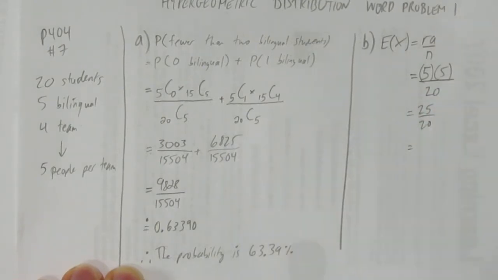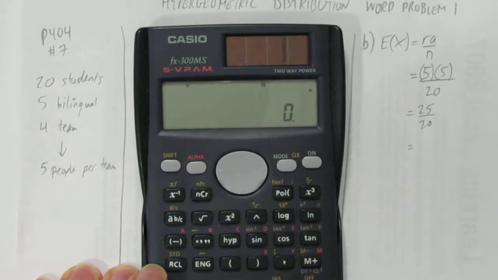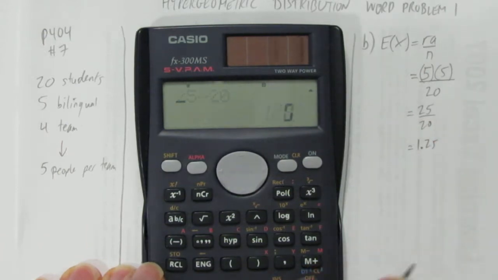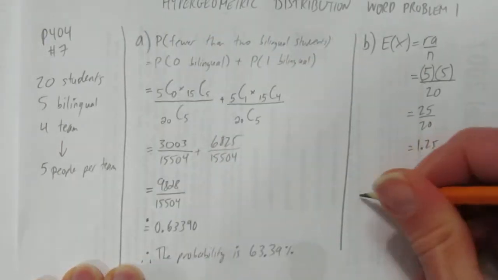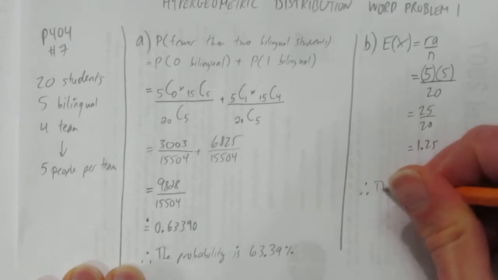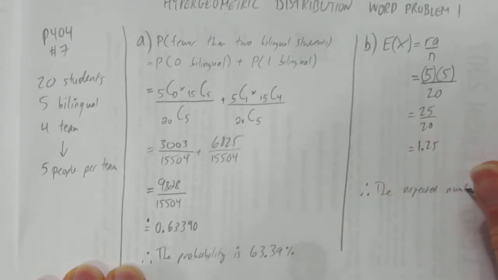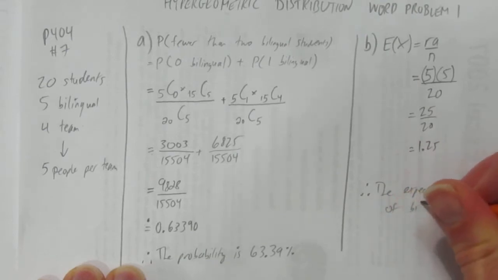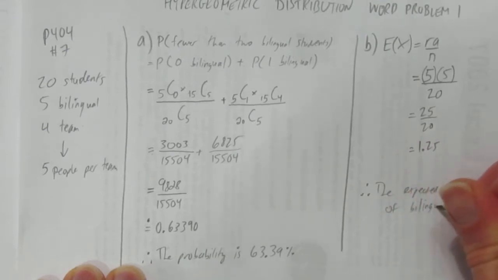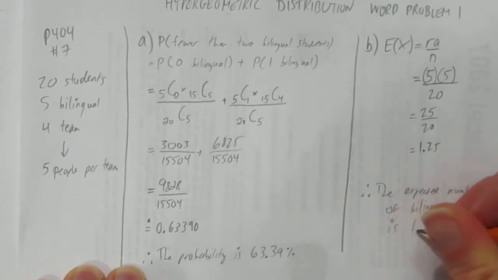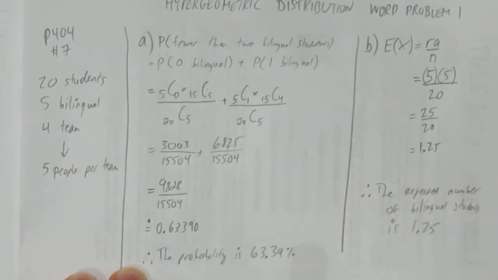What's 25 divided by 20? I did 5 times 5 in my head, but pretty sure I know 25 divided by 20, but I'll check. It's 1.25. So we expect in any given group about 1 person, but we'll write it with the decimal. The expected number of bilingual students is about 1.25. So there's a hypergeometric distribution word problem.